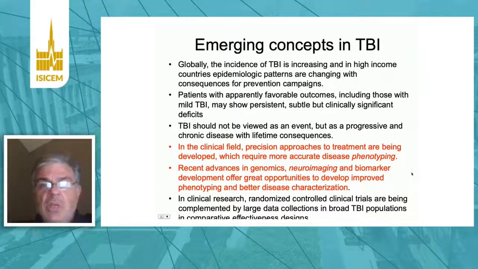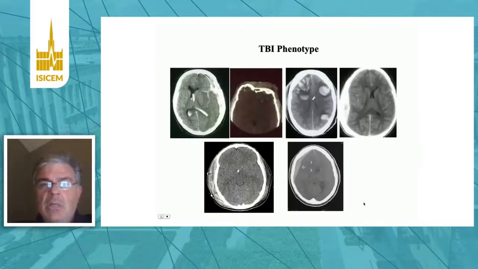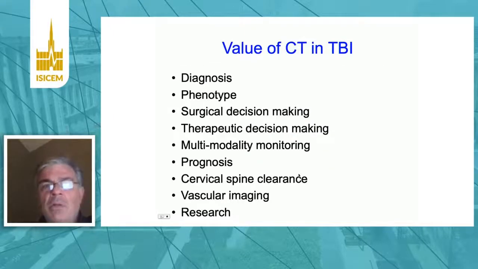So neuroimaging gives us great opportunities to improve disease characterization. There are many subtypes of traumatic brain injury: concussion, blast injury, diffuse axonal injury, and then the various hemorrhages that can be seen. CT allows us to phenotype the patient. Here is a subdural hematoma, intraventricular hemorrhage, depressed skull fracture, multiple contusions, an epidural, cerebral swelling, and a subdural. There are differences in phenotypes between children and adults. Here we're going to concentrate on adults.